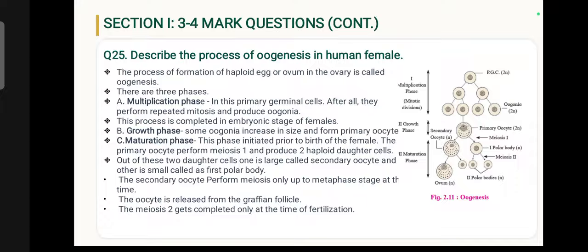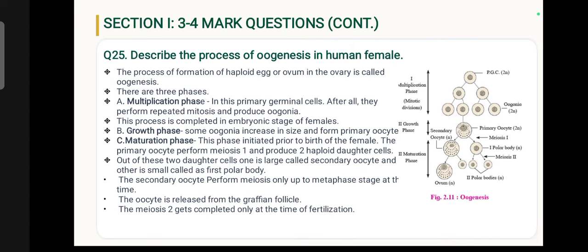In growth phase, some oogonia increase in size and form primary oocyte. In maturation phase, it is initiated prior to birth of the female child. The primary oocyte performs meiosis 1 and produces two haploid daughter cells. Out of these two daughter cells, one is large called secondary oocyte and the other is small called first polar body.